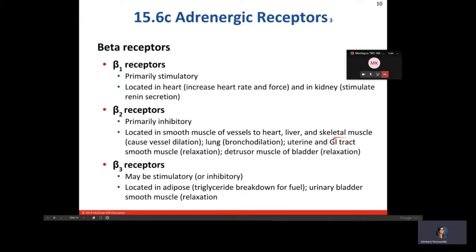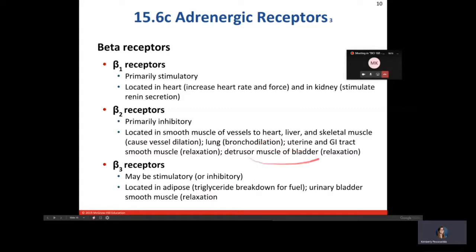So we're relaxing the GI tract, so we don't want it to be doing too much during this fight or flight response. We're opening up the vessels in the heart and the skeletal muscle. We're dilating those. And we're relaxing the detrusor muscle of the bladder. And then finally, we have beta 3 receptors, which can be stimulatory or sometimes inhibitory. It's kind of confusing. It depends on exactly where they're located. So if you do end up looking more into this eventually, you'll just have to learn exactly where each subtype is located. These are located in adipose tissue and the urinary bladder for smooth muscle relaxation.